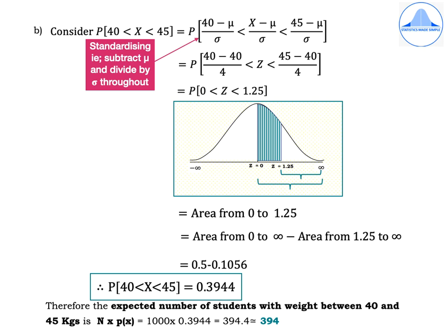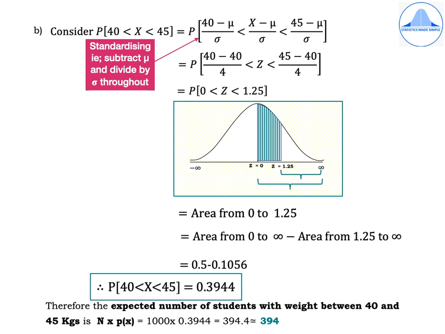You know that in the problem mu is 40 and sigma is 4 and x minus mu divided by sigma is z. So the second step is probability of 40 minus 40 by 4 is less than z is less than 45 minus 40 divided by 4, which is equal to probability of 0 less than z less than 1.25. So we need to find out the probability of z lying between 0 and 1.25.